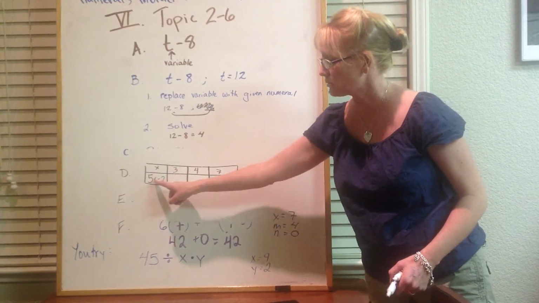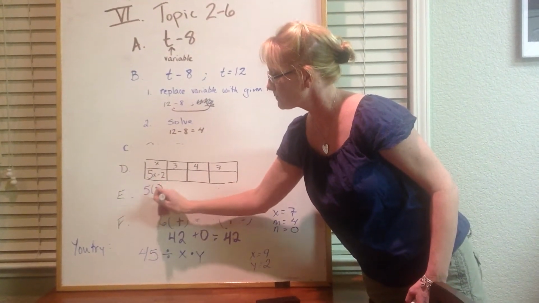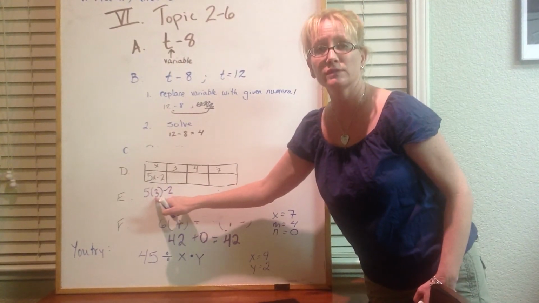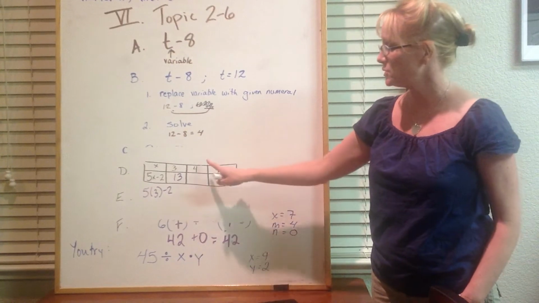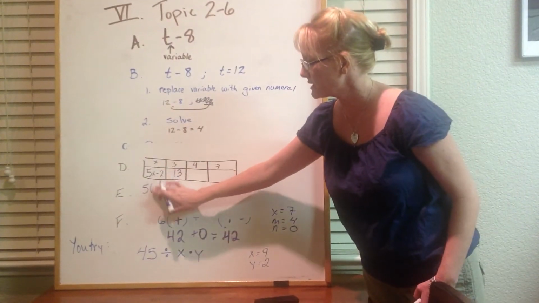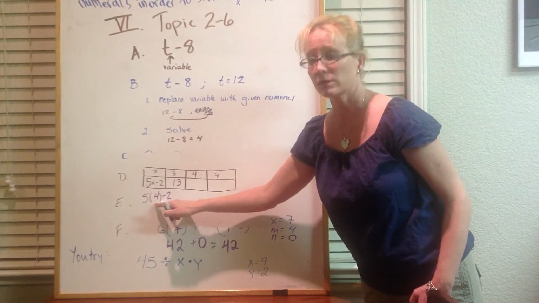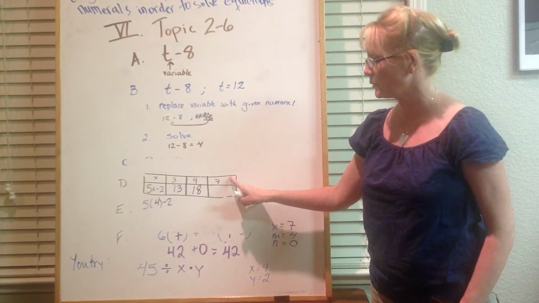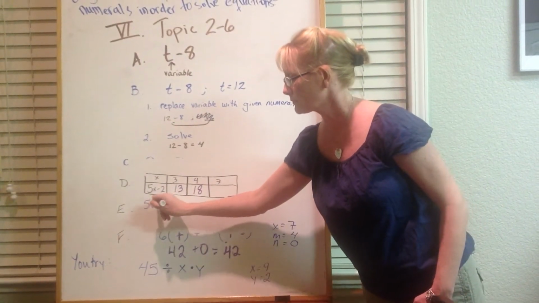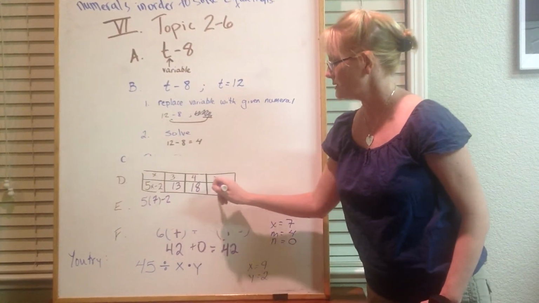So let's start with the first one, 3. We're going to replace our x with 3. 5 times 3 is 15, and 15 minus 2 is 13. But we're not done. Now we have to do it again with the 4. So again, we're going to replace our x, but this time with a 4. 5 times 4 is 20, 20 minus 2 is 18. And now we have to do it again, but this time we're going to replace our x with a 7. 5 times 7 is 35, and 35 minus 2 is 33.